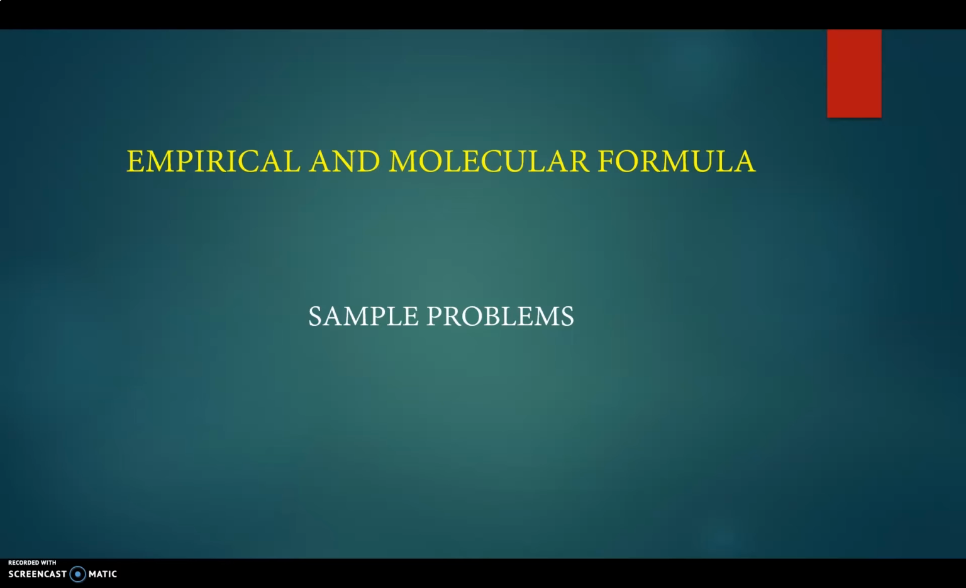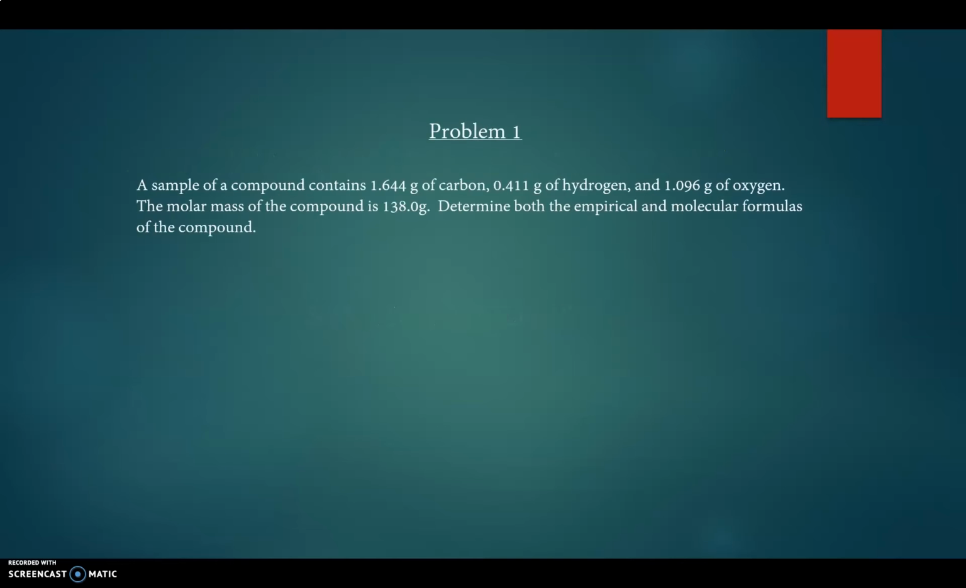All right, let's go ahead and work some practice problems now. So let's assume that we have a compound that contains the following grams or masses of carbon, hydrogen, and oxygen, and that we know the molar mass of the compound is 138 grams. So we want to determine the empirical formula and then from that the molecular formula.